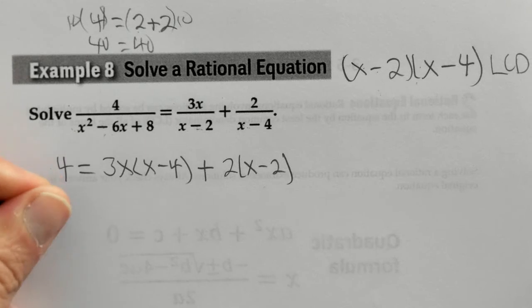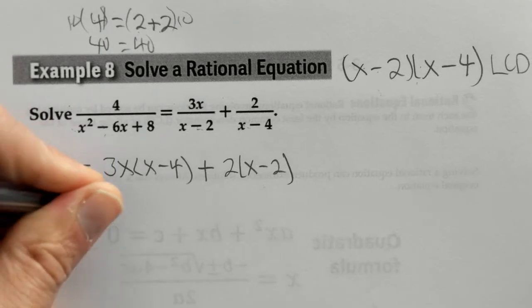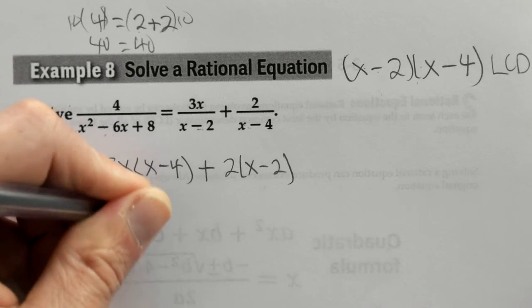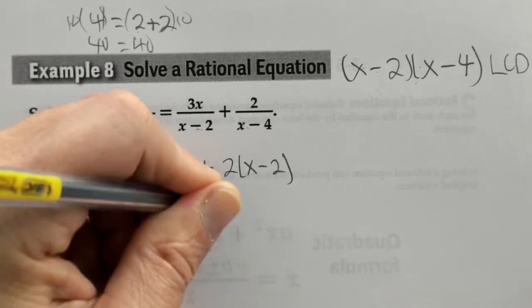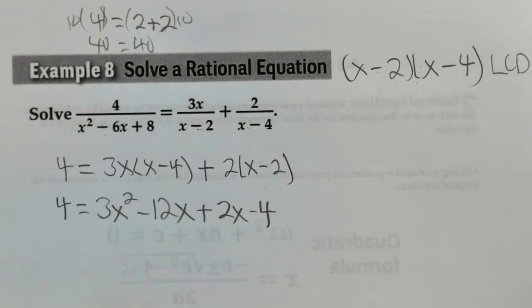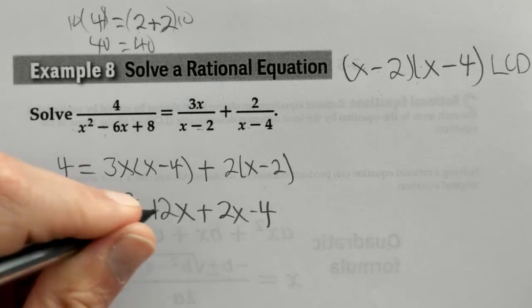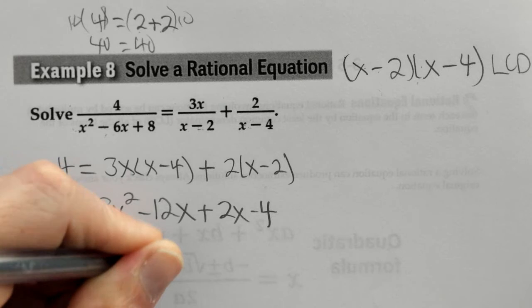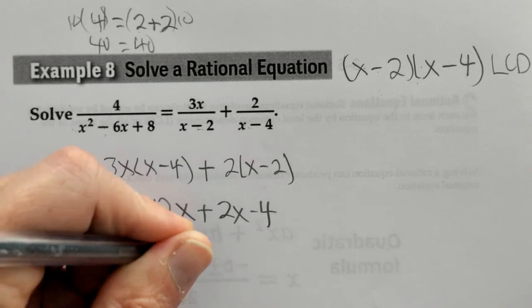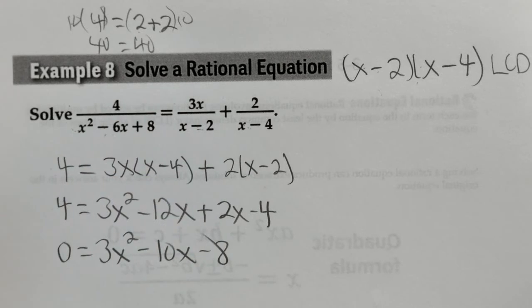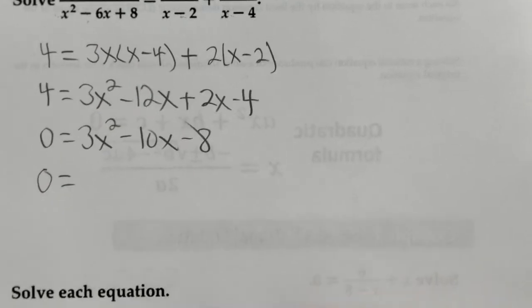So now I'll go 4 equals, we can go ahead and distribute this out, 3x squared minus 12x plus 2x minus 4. All right. So if I'm solving a quadratic, I want one side set equal to 0, so we'll go 0 equals 3x squared minus 10x. Now when this 4 comes over here and subtracts from the other negative 4 that's already there, that will make negative 8. And so now from here, we need to decide if this is factorable or if we need to incorporate the quadratic formula again.